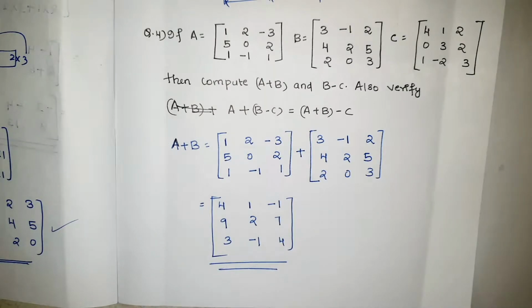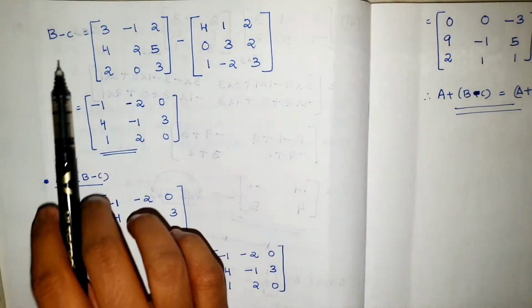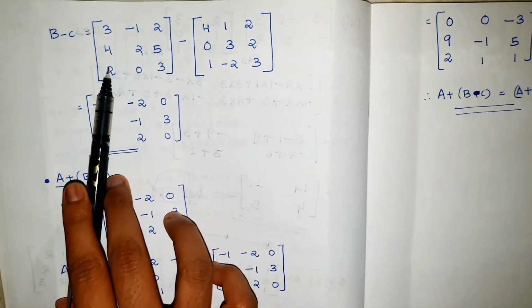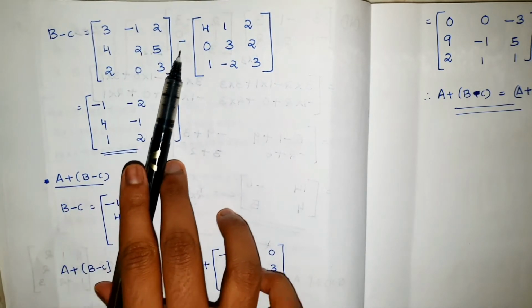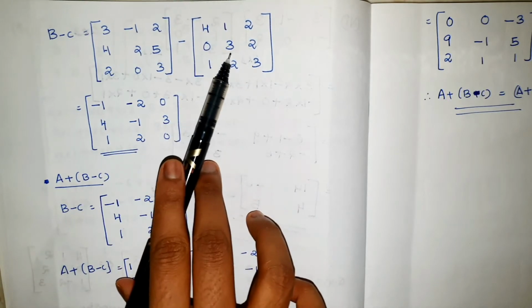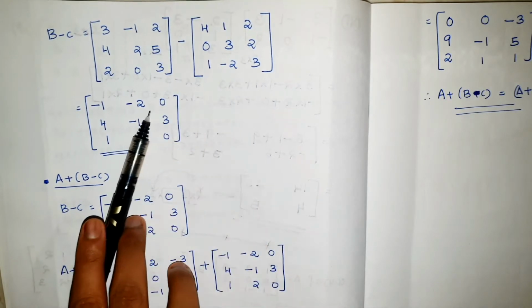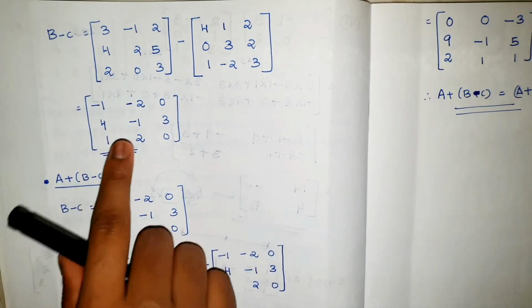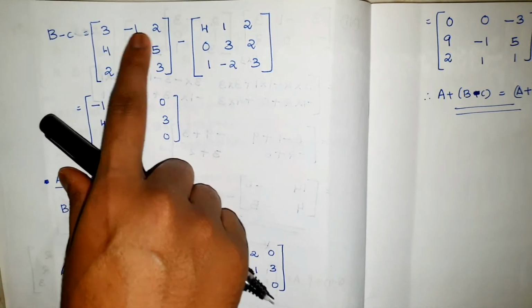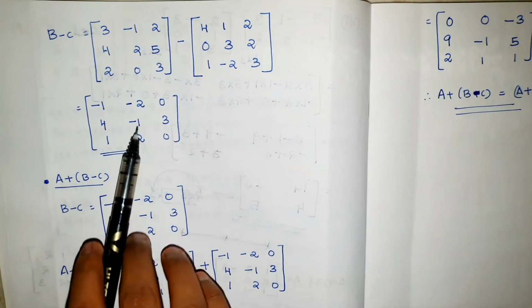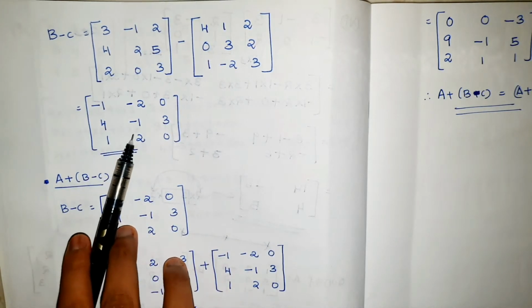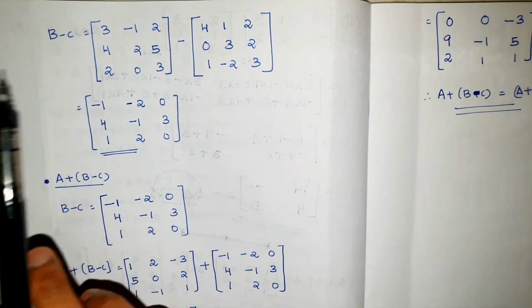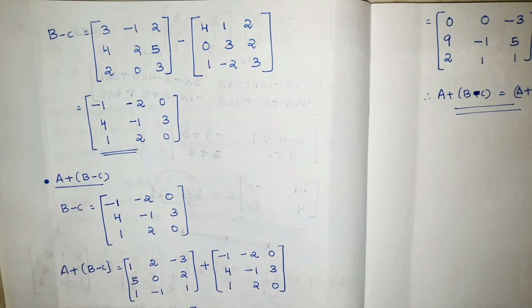Okay students, next we have to find B minus C. So our matrix B is 3 minus 1 2 4 2 5 2 0 3 minus 4 1 2 0 3 2 1 minus 2 3. So we have to subtract these two matrices. So the answer is 3 minus 4 minus 1 minus 1 minus 1 minus 1 minus 2 0 4 minus 1 3 1 2 0. This is the matrix B minus C.